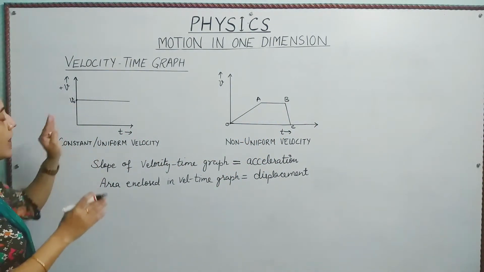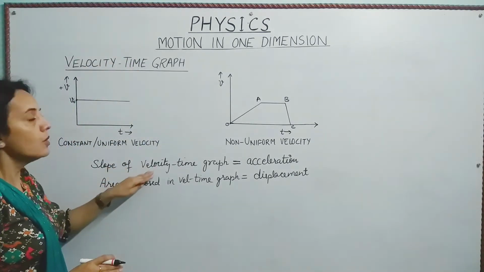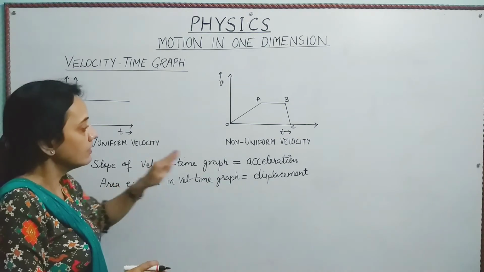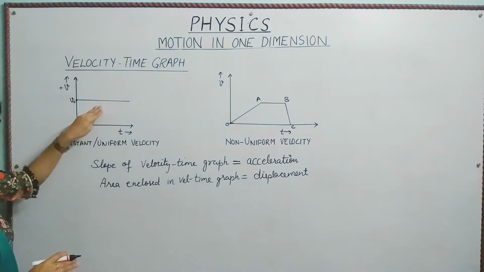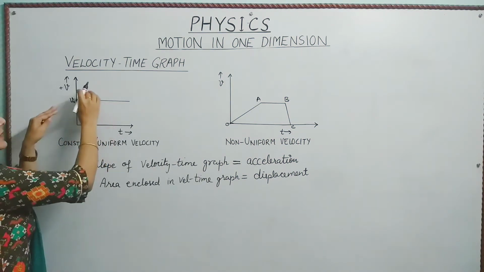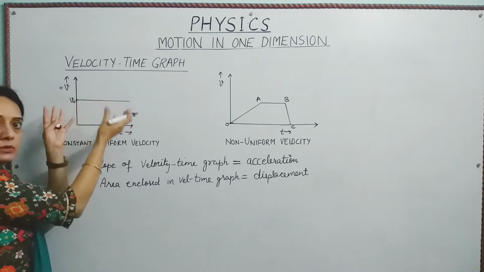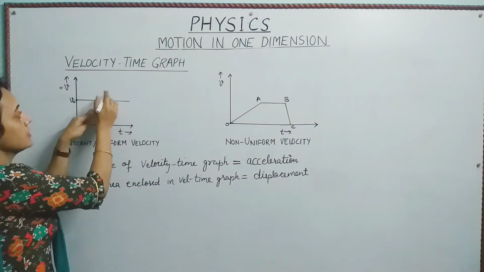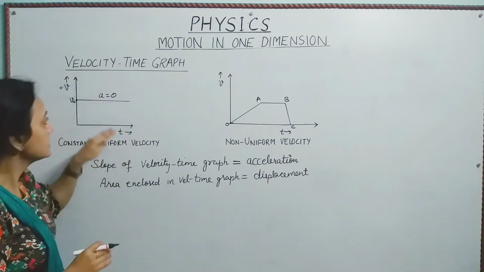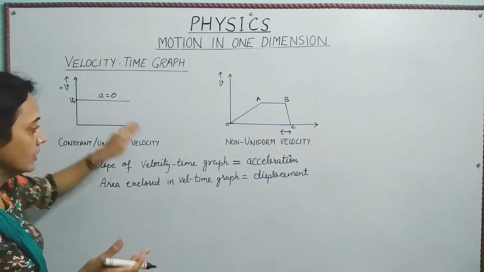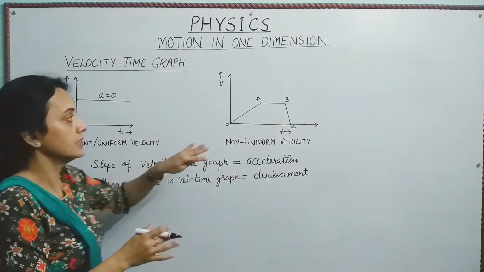Now what does the velocity time graph tell us? The slope of a velocity time graph always tells us about the acceleration. Here if you try to find out the slope, (v2 minus v1) upon (t2 minus t1), v2 minus v1 will come out 0. That means here acceleration is 0. So whenever a body is moving with constant velocity, acceleration will come out 0, because acceleration is simply found by the slope of the velocity time graph.